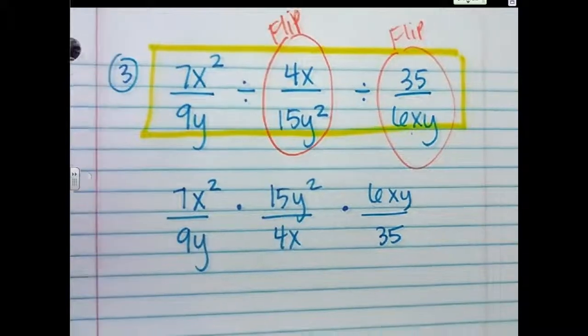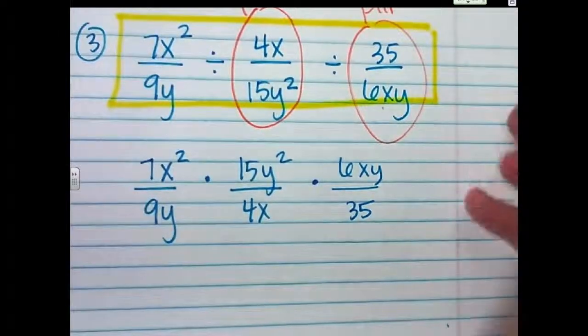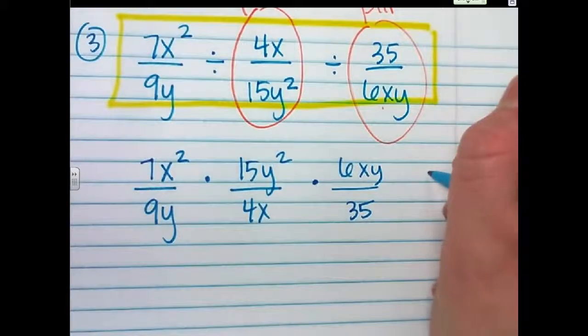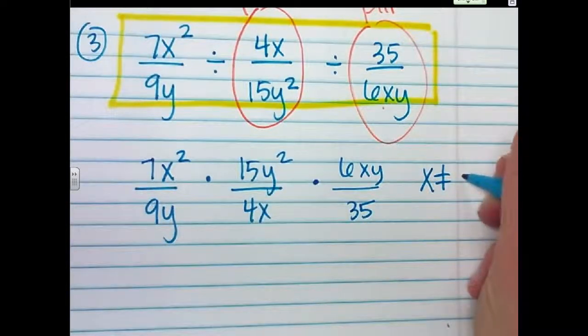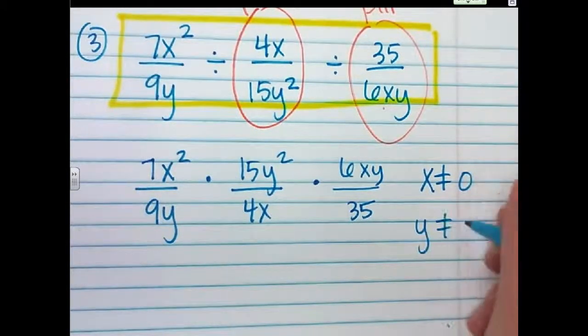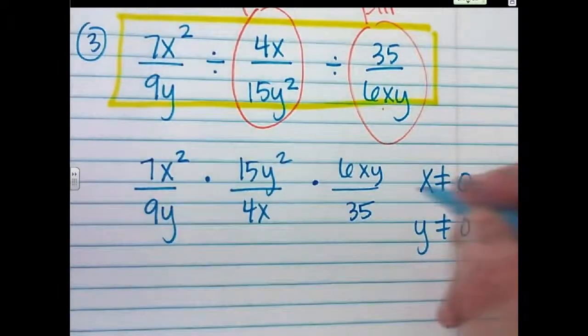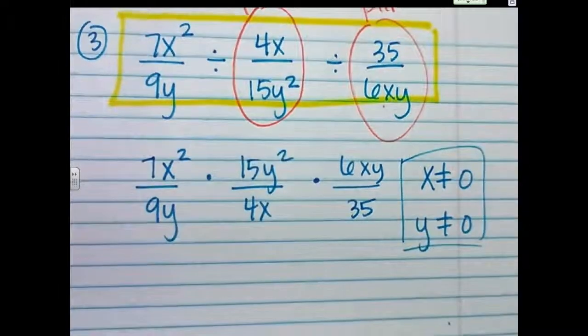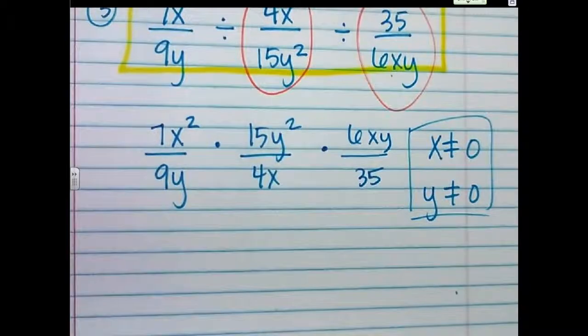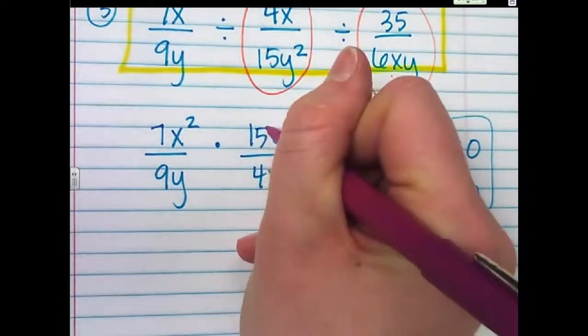Okay, do we have any restrictions on this one? Yes. X cannot equal 0. Y cannot equal 0. Perfect. There's the restrictions. All right, what can we reduce? 15. Oh, by 5, yeah. By 5? Yes, perfect.